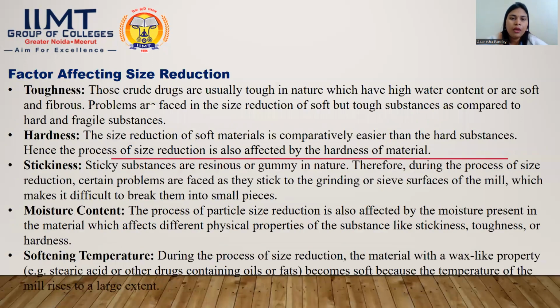Moving forward, what are the factors affecting the size reduction? These are the basic factors: toughness, hardness, stickiness, moisture. Toughness: those crude drugs that are usually tough in nature have higher water content or are soft and fibrous. Problems are faced in size reduction of soft but tough substances as compared to hard and fragile substances. If we talk about tough substances, it may be harder to reduce the size, but in comparison with components having a soft nature, the tough ones are the more likely to be reduced to finer particles.